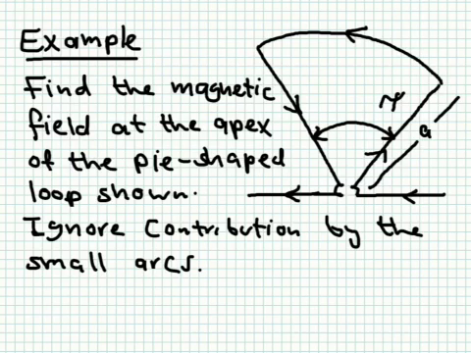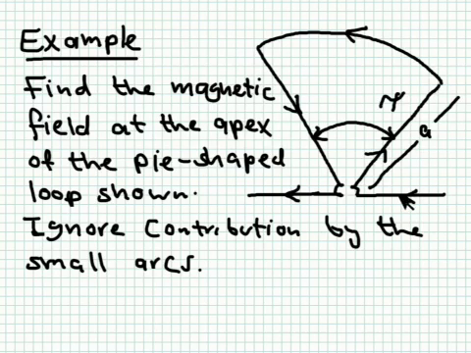As an example, we consider this structure here. We have a wire which is really a part of a circle. It's an arc of a circle, and the angle subtended by this arc is psi. The current is flowing like that. There is a small arc here, and it goes around, and then it comes back. We would like to calculate the magnetic field at the center of this pi-shaped loop. Now, a number of things to notice.